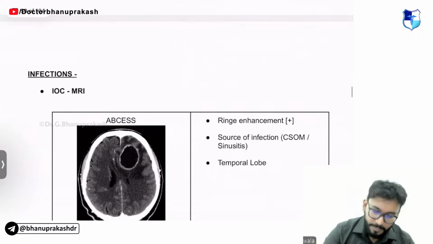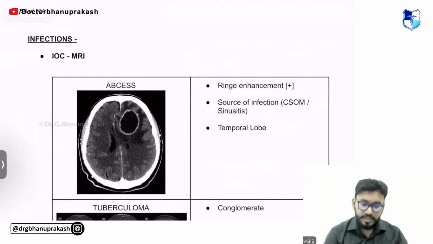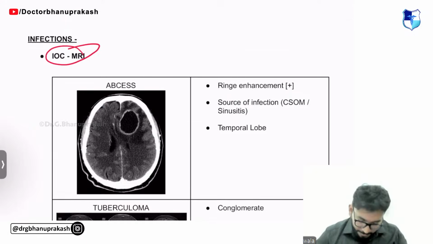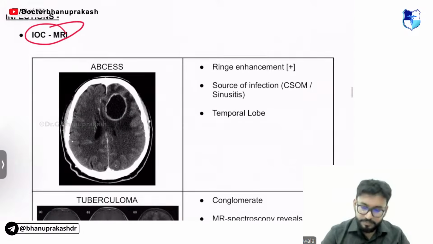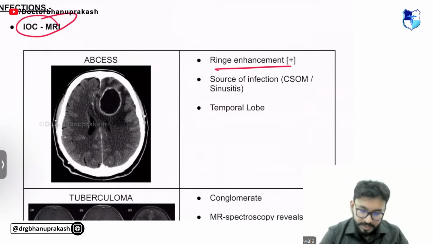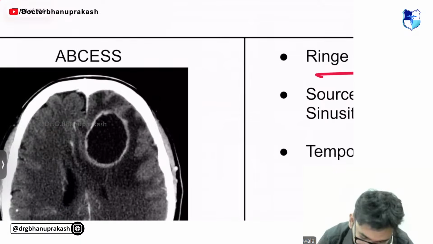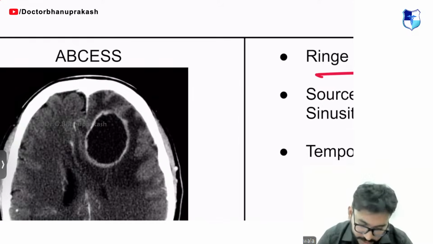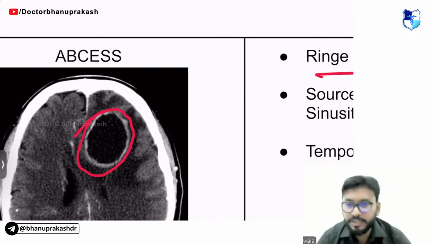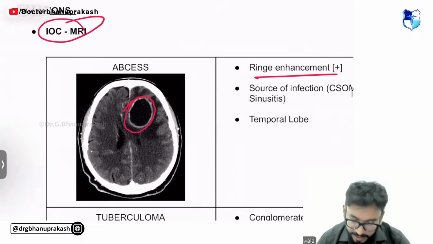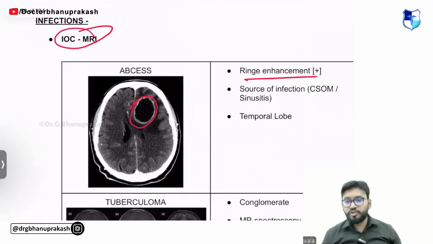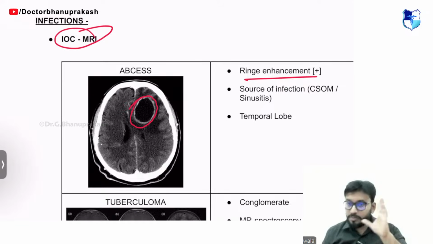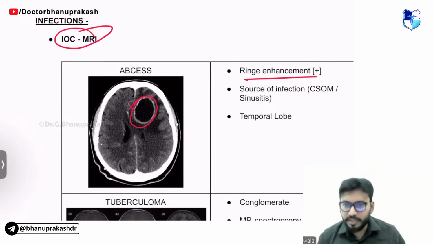Moving on. Again, infections, guys. Investigation of choice is an MRI. Ring enhancement can be seen. Look at this, guys. Can you see the ring is enhancing? Can you see this ring enhancing lesion? Ring enhancement is positive, and this usually represents an abscess. It is not specific for an abscess, guys, but it usually is an abscess.